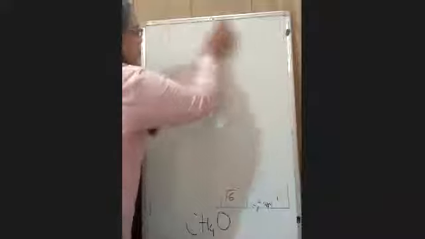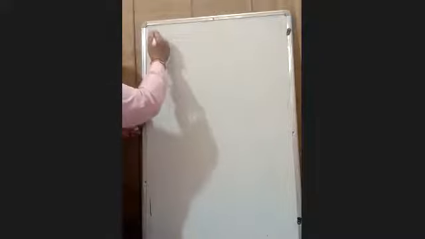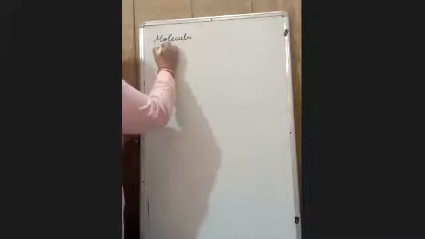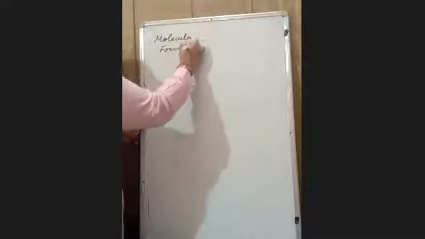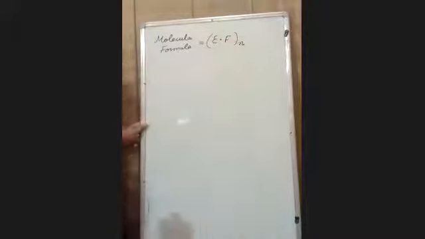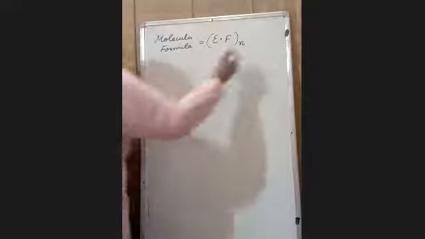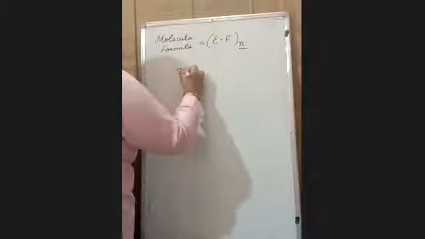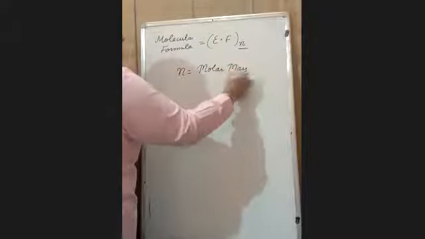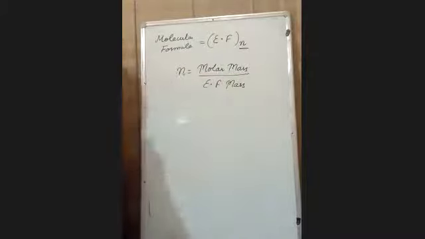Now, molecular formula equals empirical formula times N. This is the relation between molecular formula and empirical formula. Now, what is this N? N is molar mass over empirical formula mass. N is an integer.